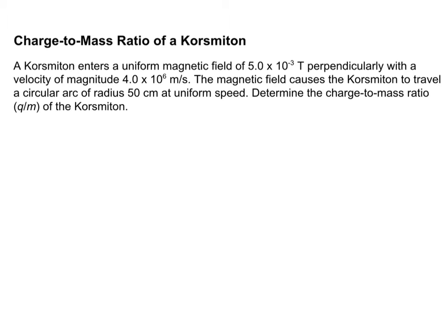All right, here we have what we would call an exotic particle. So a particle that's not really common, never before seen, and we will call these korsmitons. And when we come across these new particles, sometimes it's quite difficult to measure the mass of the particle. And sometimes it's quite difficult to measure the charge of the particle.